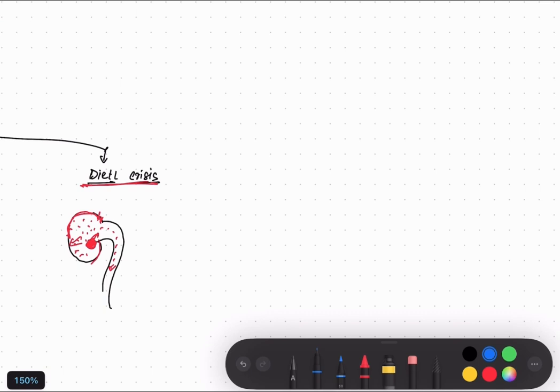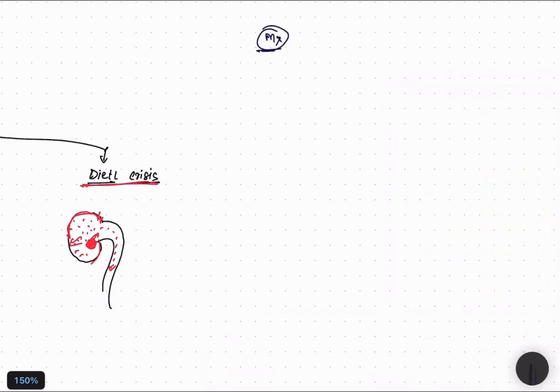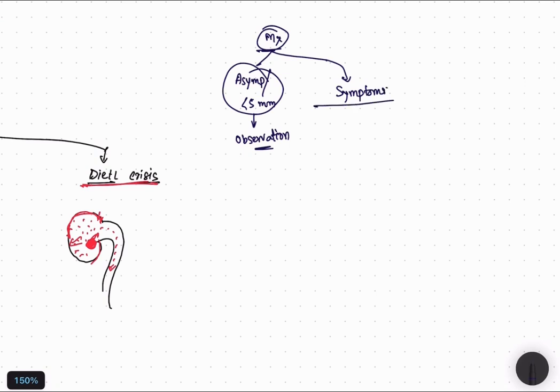So please remember that management actually depends on the symptoms. If the patient is asymptomatic, as I told you, or the stone size is less than 5 to 6 millimeter, then we do not need to worry. What we do is just observation.